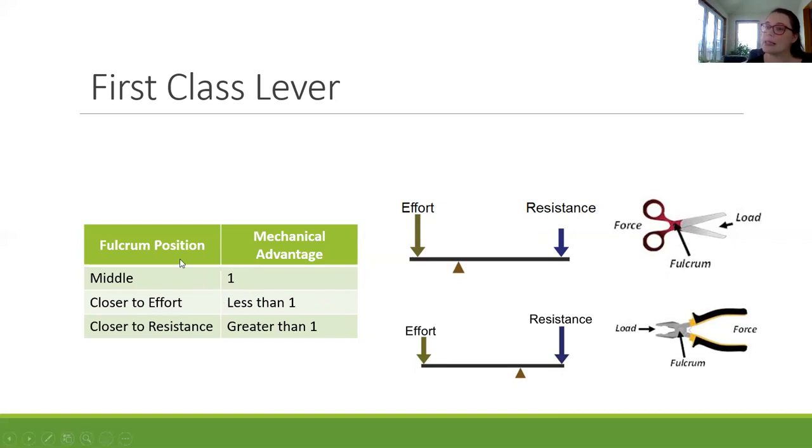If the fulcrum is in the middle position or is closer to the effort, so here, it's closer to the effort force, in this case, my mechanical advantage is less than 1, so my force is not multiplied. In fact, I have to put more force in to get work out. Scissors are like that, but why? Well, there's an advantage to it. I might have to put more force in, but I can apply it over a longer distance.